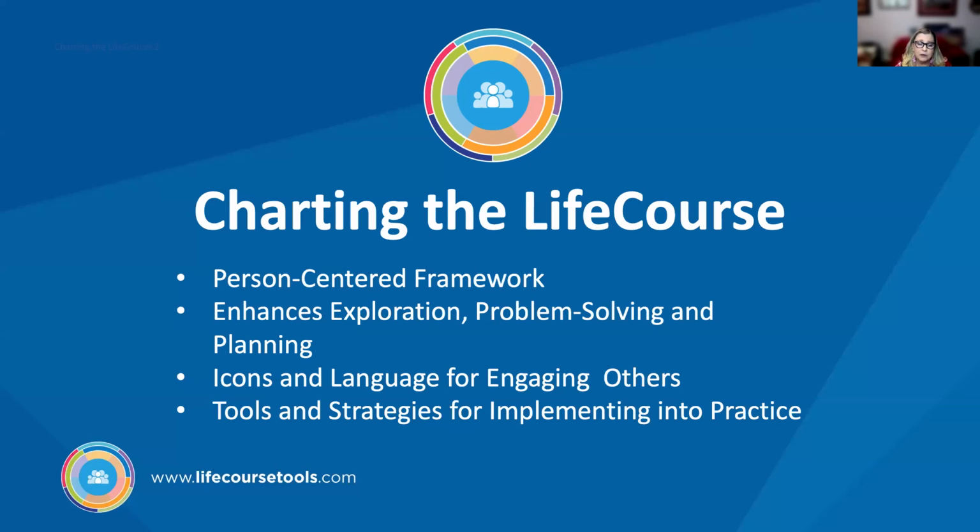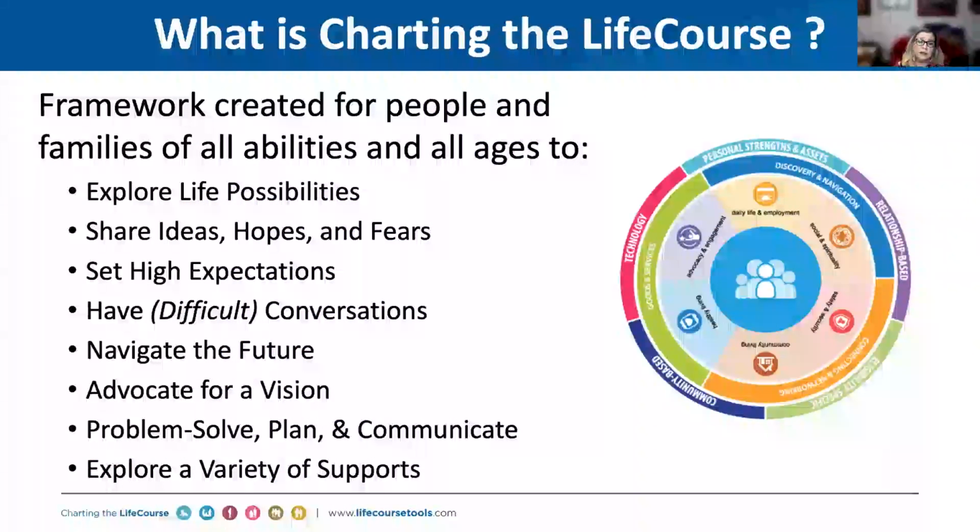And it's also a set of tools and strategies. So implementing the framework itself, the thinking into practice. The framework was created for people and families of all abilities and all ages. So whether you're a person with IDD, whether you're a person who's aging, whether you're a person who just wants to use LifeCourse in your own life, it's there for you to explore life possibilities, to think about and share your ideas, your fears, and your hopes of what you would like to have happen in your life, to set high expectations, and to have conversations.